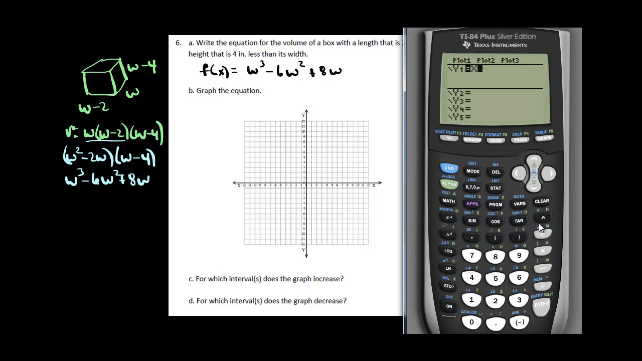Now to graph the equation, let's get the calculator out. So we'll have x to the third minus 6x squared plus 8x. Let's just get an idea of what it looks like, and I'm going to fix my window now.